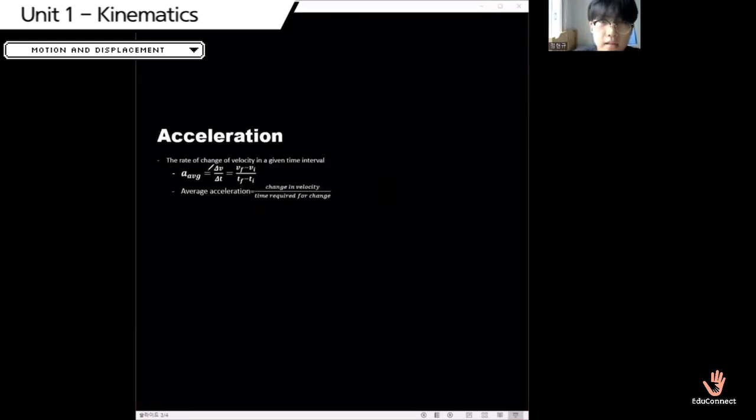We're going to look at acceleration. Acceleration is the rate of change of velocity in a given time interval. So average acceleration is equal to delta V over delta T, which is V final minus V initial over T final minus T initial. Average acceleration is equal to change in velocity over the time required for the change.